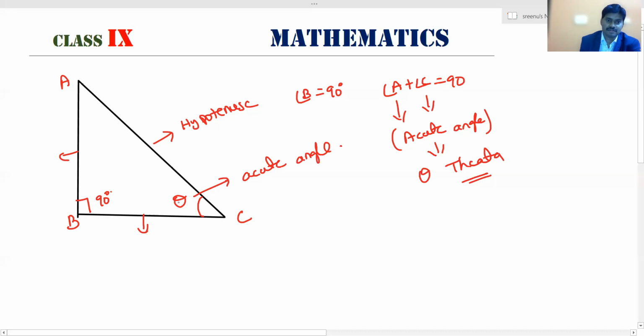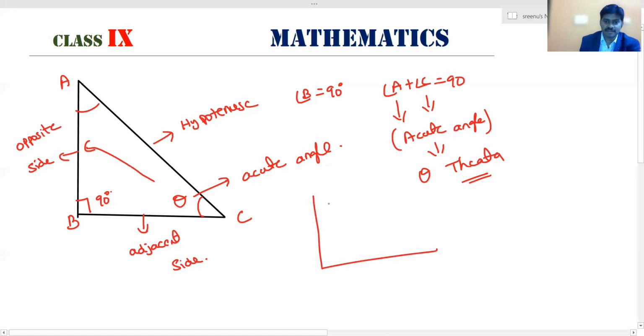A also theta, sir? A also theta, but only one can be considered theta. A will be like 90 minus theta, because total should be 90. So with respect to C, I'm defining now. This one is the opposite side, and this base one is the adjacent side. Obviously the long one is the hypotenuse.